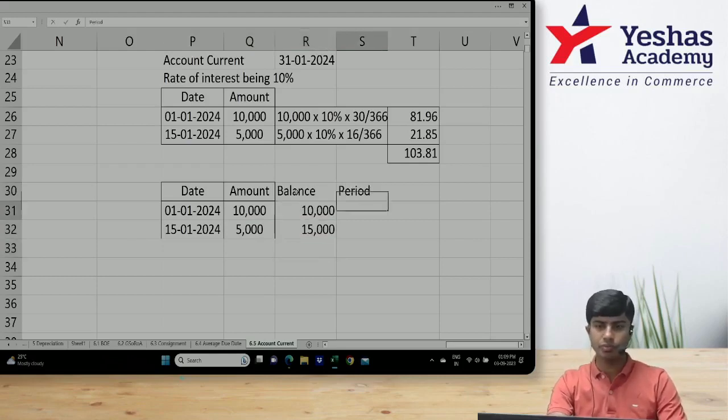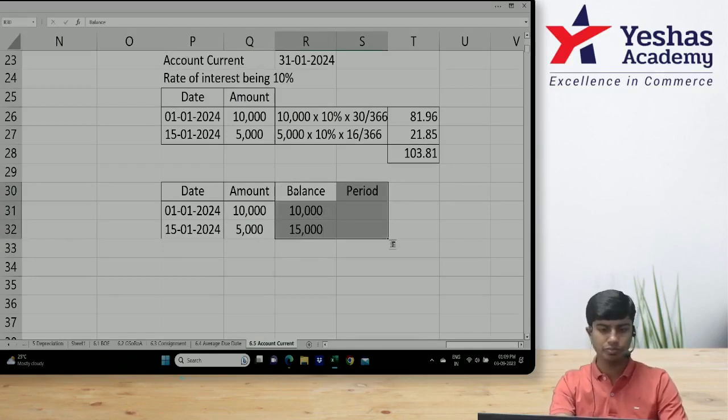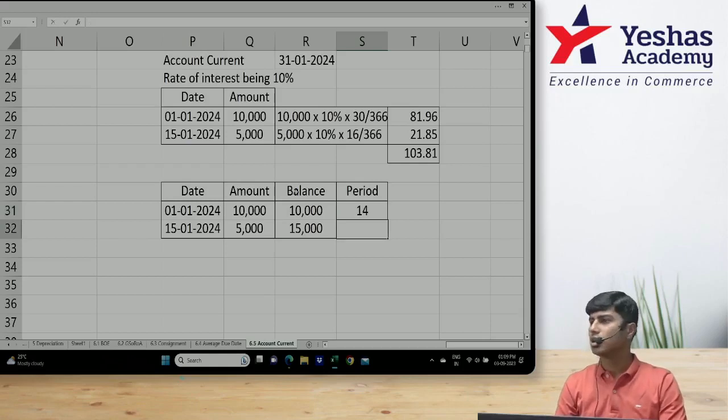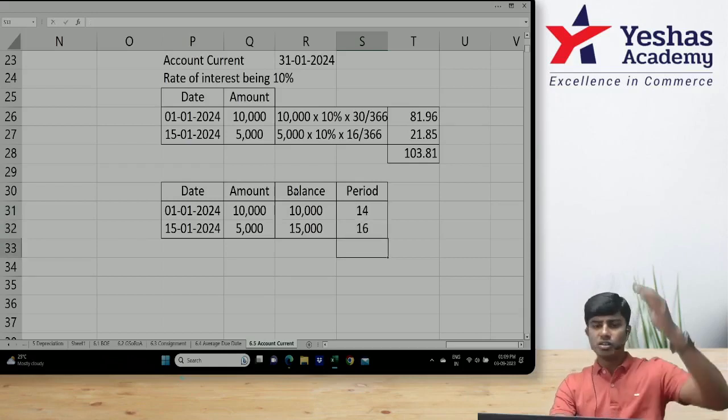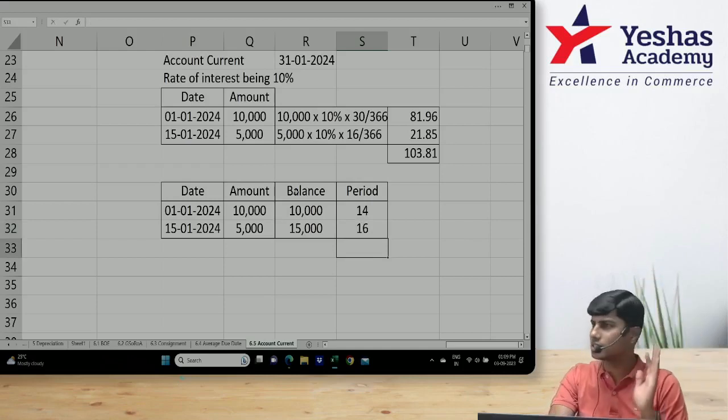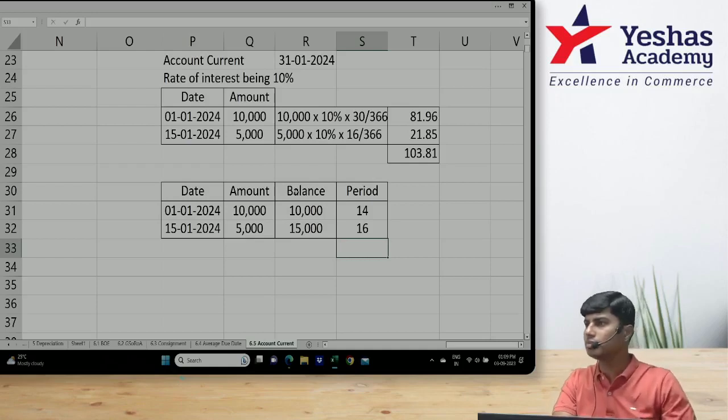Now, period. For what period is this balance 10,000? For the first 14 days. Correct or not? The balance is 10,000. After that, from 15th to 31st, the balance is 15,000, for 16 days. Do you agree with me? Yes or no? So from 1st of January to 15th of January, 14 days, the balance is 10,000. After that, the balance became 15,000.